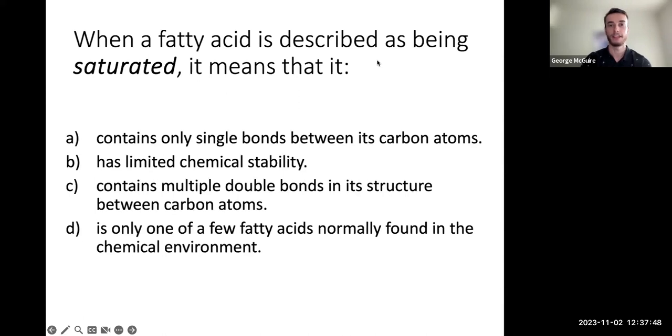When a fatty acid is described as being saturated, it means that, pause, think about your answer. Hopefully here you're able to identify that A is the most likely answer. A saturated fat contains only single bonds between its carbon atoms. Or you could describe a saturated fat by saying that all of the carbons in the fatty acid chain, or in the fatty acid tail, are completely saturated by hydrogen. So there are only single bonds between each of the carbons in a saturated fatty acid.